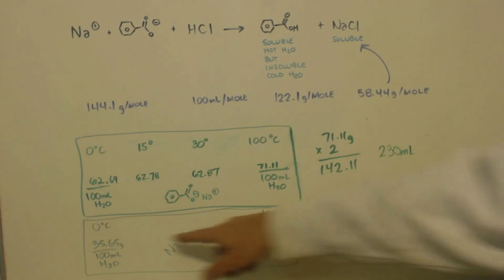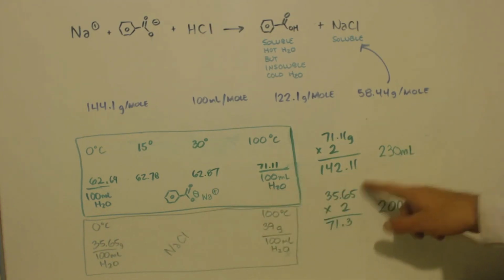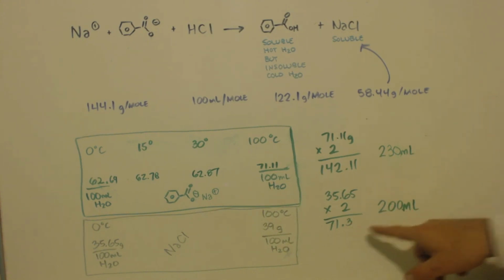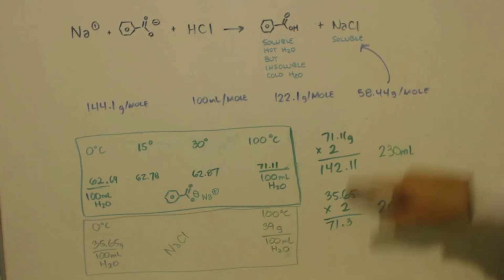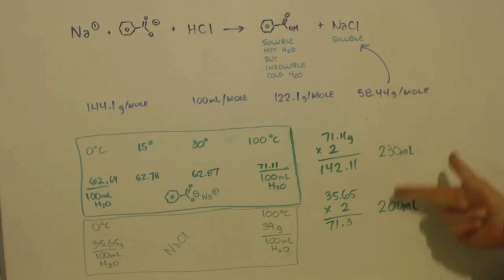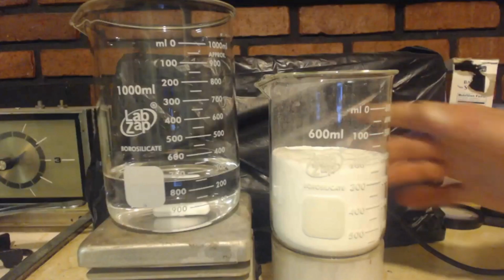We times that by 2 because that's how much goes into 100 milliliters of water, and we have 200 milliliters. We can get 71 grams of table salt into 200 milliliters of water. And we're only making 58, say 60 grams. So we're definitely good there. This should easily be able to go into 200, and plus we're going to put 250. So it's definitely no problem. That's why we came up with the solution, 250 milliliters.